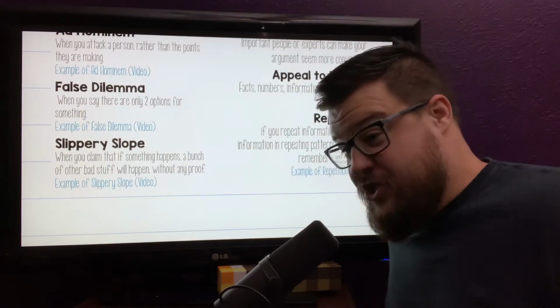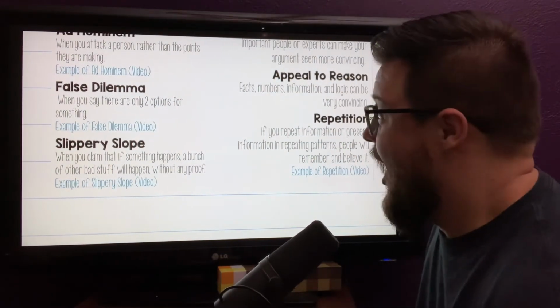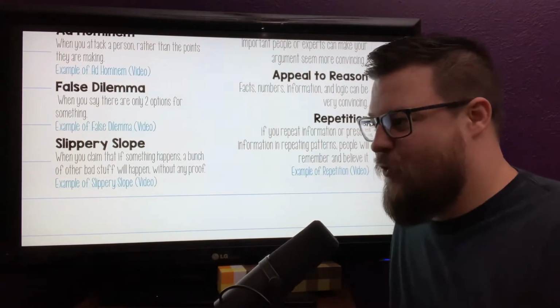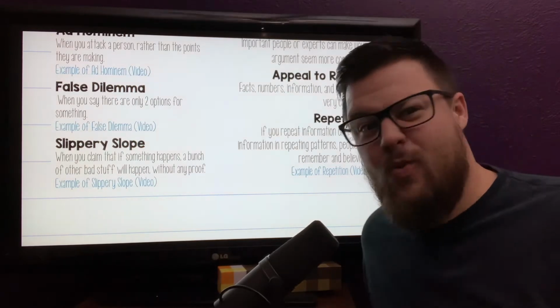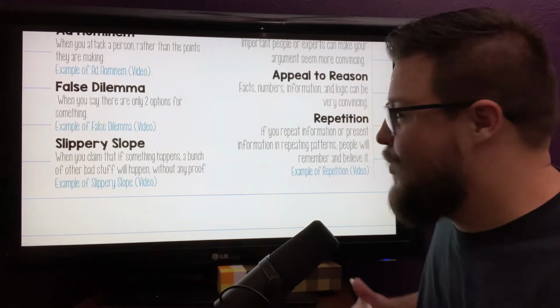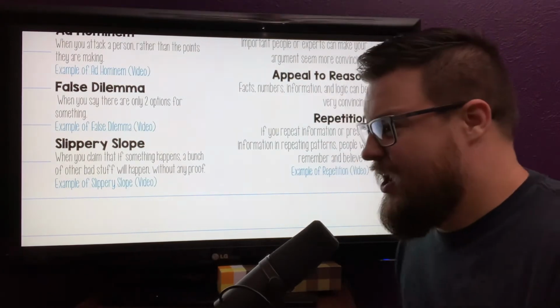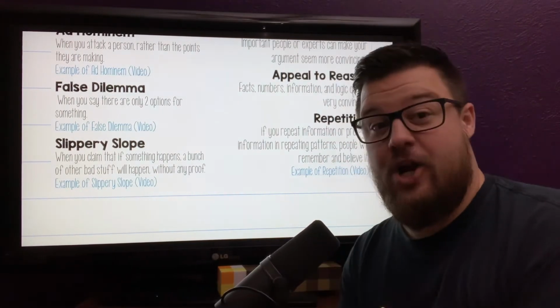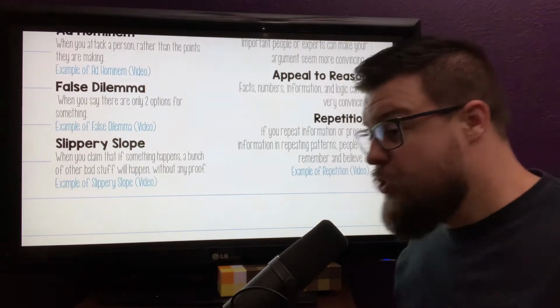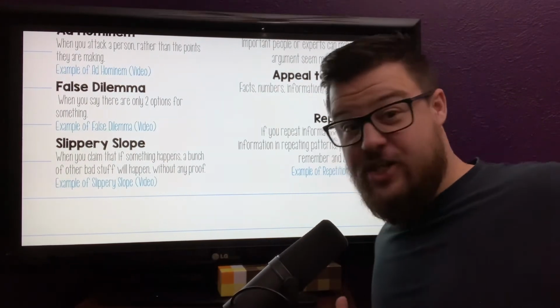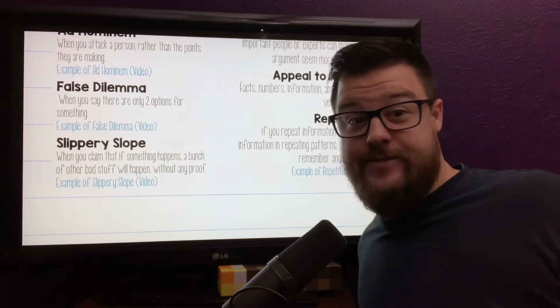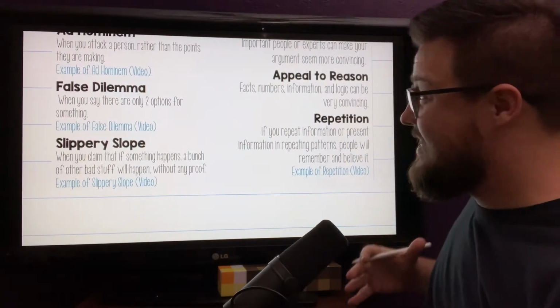Big no-no. False dilemma is another really popular one. This one's really popular when you're trying to persuade someone to do something, but it's when you give two options only of possibilities of what could happen based on a decision. Here's an example. You are either for gun control or against gun control. There's no in between. You see, this is a false dilemma because that's just not true.